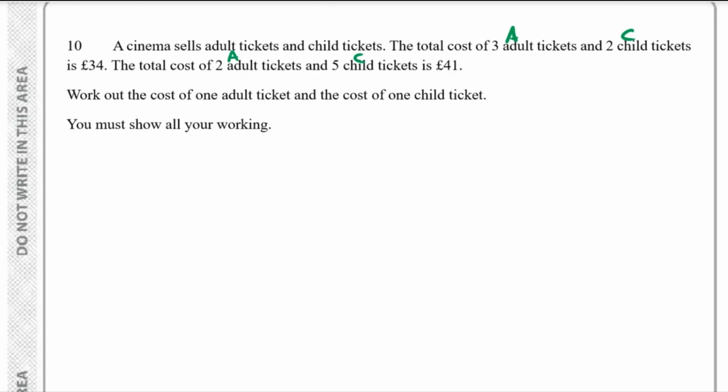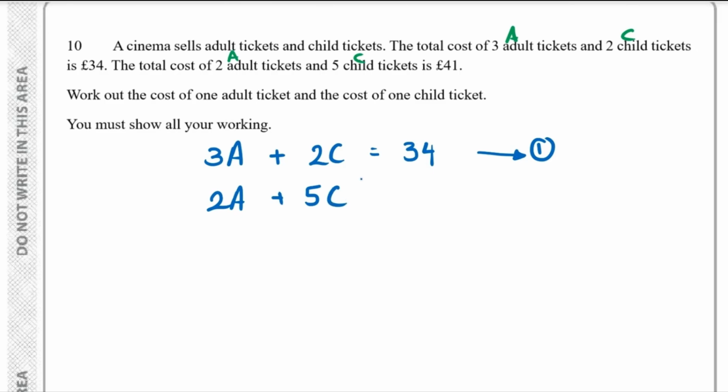So let's write down what it means. So three adults, so I write 3a, and two child, plus 2c. The total would be 34. And I will name this one as equation 1. And then carrying on reading the question, the total cost of two adults and five child equals 41 pound here. So clearly this is a simultaneous equation and it asks you the cost for one adult and for one child.